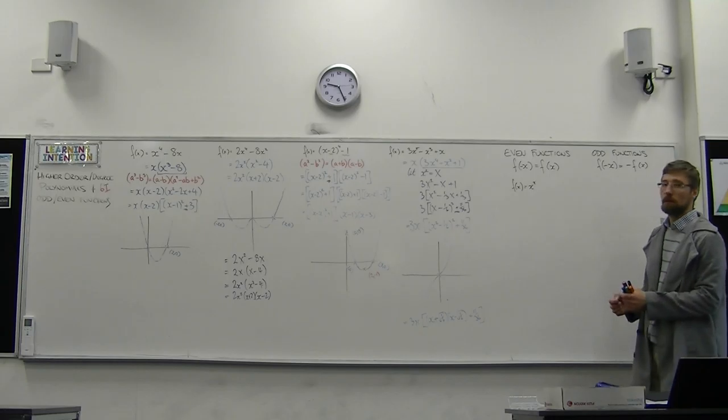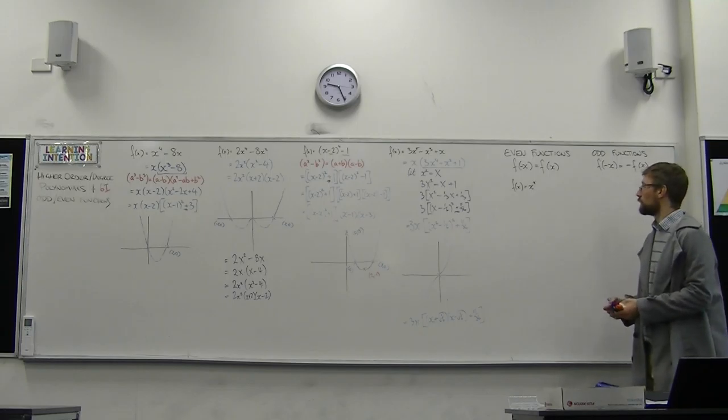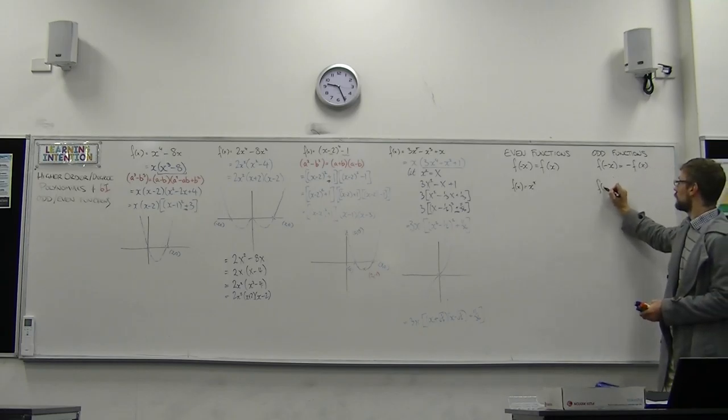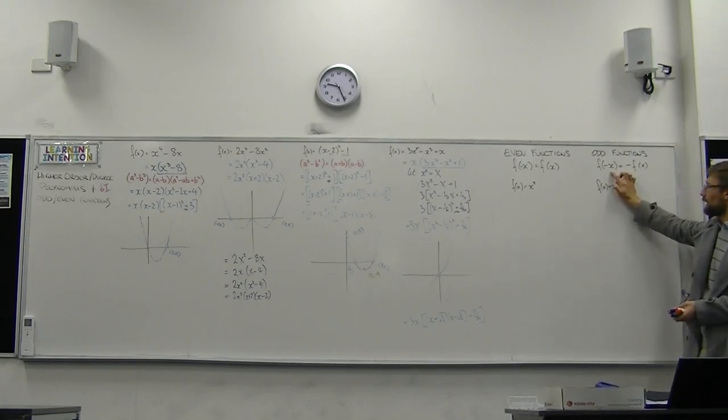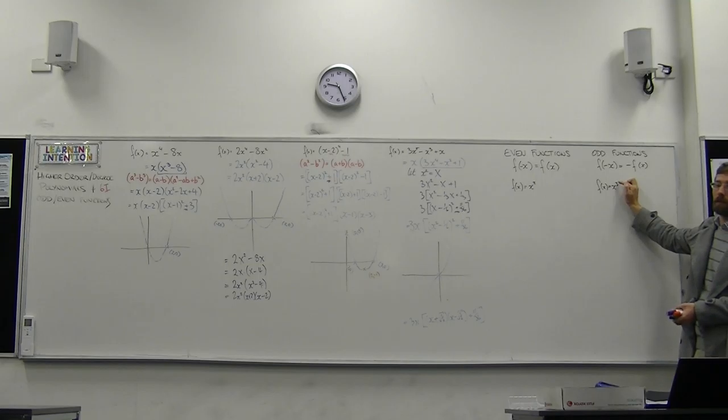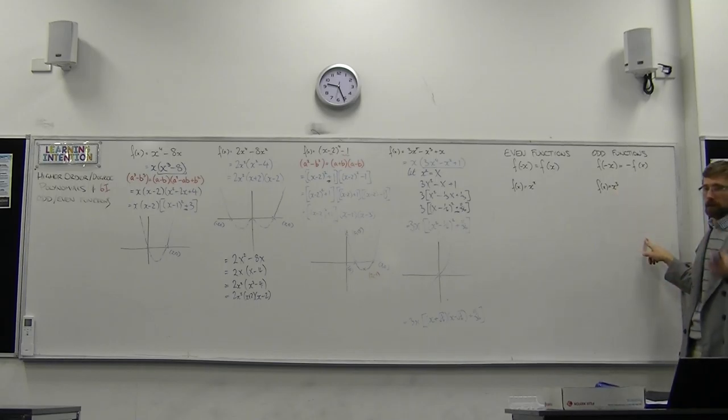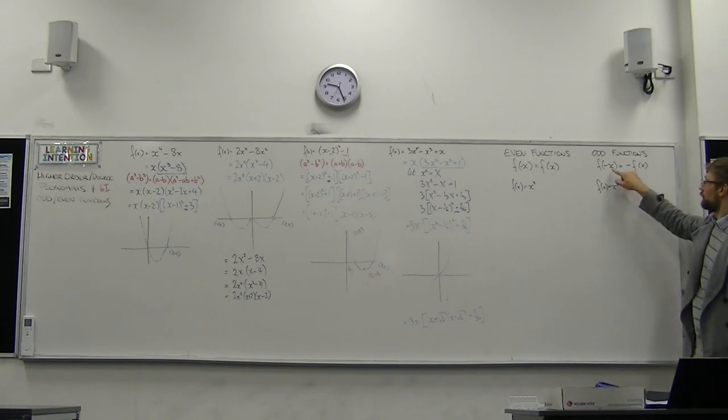Or is it supposed to be x cubed? Okay, so what happens if you do x cubed? If I put in negative 1 into x cubed, what do I get? Negative 1 out. If I put 1 into this, what do I get? 1. So if I put 1 in, I get 1. If I put in negative 1, I get negative 1. So when I put in negative 1, I get the negative of f of 1.